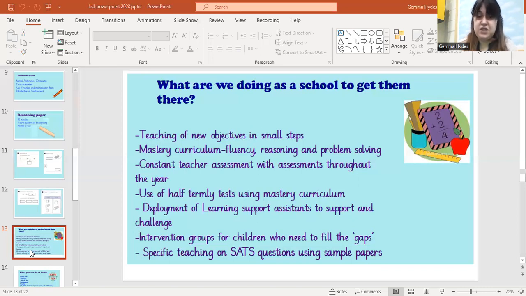We have half-termly tests as well, and we also have brilliant learning support assistants who are there to support, but also to challenge as well. And then, like I said, we've got interventions happening for any gaps that we find. These aren't set groups, these are very fluid, to make sure that if anyone needs support, that we are there. And also we do teach specific SATS techniques, so how to complete a paper in the quickest and best way, but we call them quizzes.